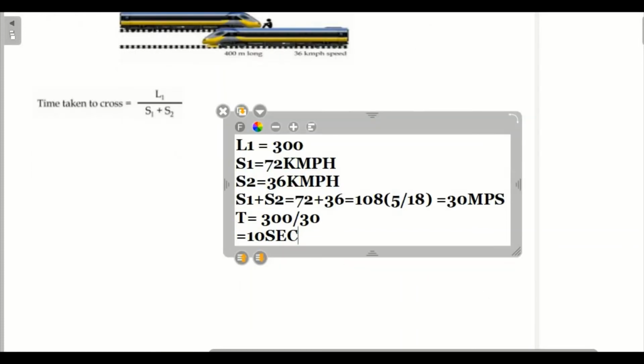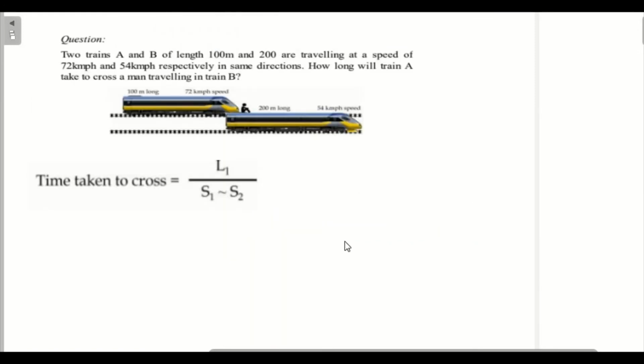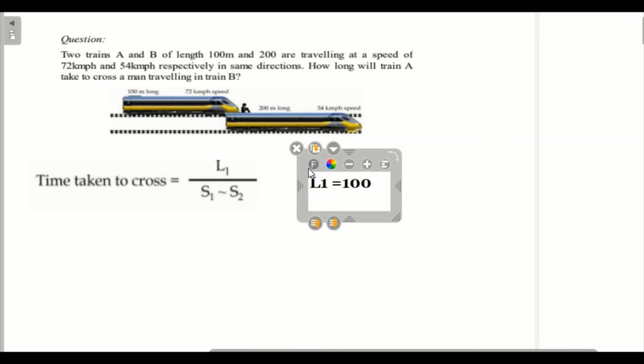Then we are going for the next sum. We have to calculate for the person in the same direction. As I said earlier, for the same direction we have to subtract the values, we should not add the values. So here we have the sum. So the value of L1 equal to 100. Then we have to calculate it for S1.